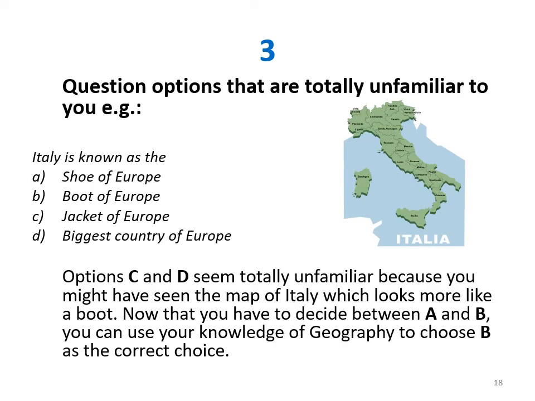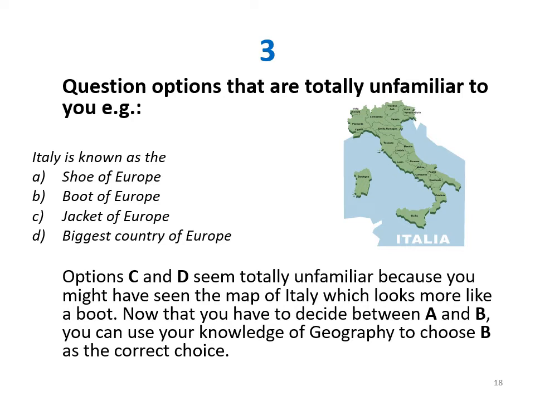Number 3, question options that are totally unfamiliar to you. Ask yourself, is that true? Can that be true? For example, Italy is known as the shoe of Europe, the boot of Europe, the jacket of Europe, or the biggest country of Europe. Now, options C and D seem totally unfamiliar because you might have seen the map of Italy, which looks like a boot. Now that you have to decide between A and B, you can use your knowledge of geography to choose B as the correct option.